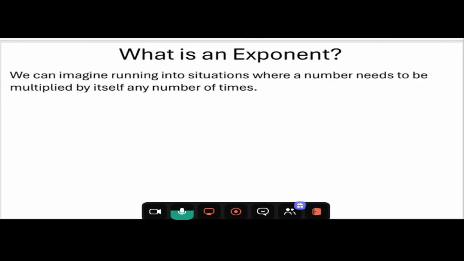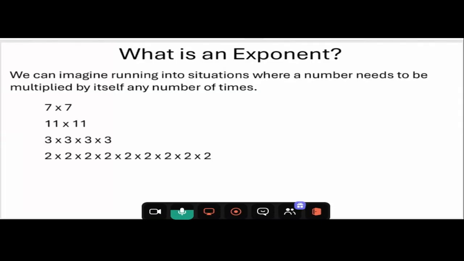Okay, so what is an exponent? In math, you can imagine situations where you need to multiply a number by itself a whole bunch of times. So there we have some examples: 7 times 7, which of course is 49, 11 times 11, 121, 3 times 3 times 3 times 3. Now you're starting to think, oh, at least you have a calculator, unless you're in the basic review unit of 052 or 053. So you can use your calculator. Still, it's starting to get a little annoying. 3 times 3 times 3 times 3.